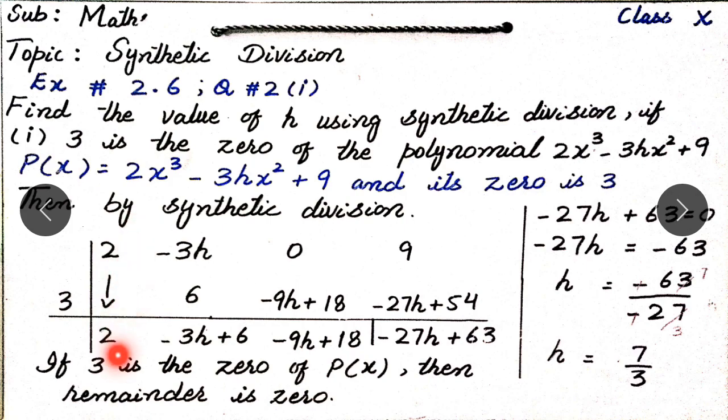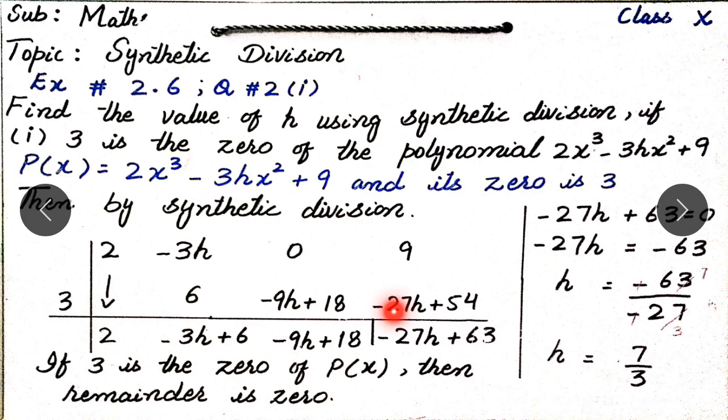2 should be brought down as it is, then 3 and 2 should be multiplied. It will result in 6. Since 3h and 6 are different terms, they are not like terms, so they cannot be added. So you can write it like this: minus 3h plus 6. Then multiply both of them with 3. 3 3s are 9h and 6 3s are 18. So minus 9h plus 18. Now again multiply: 9 3s are 27h and 18 3s are 54.